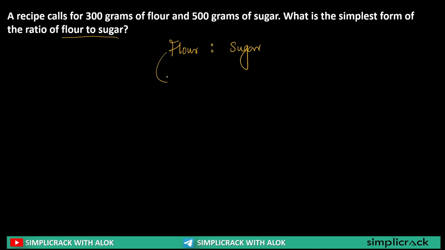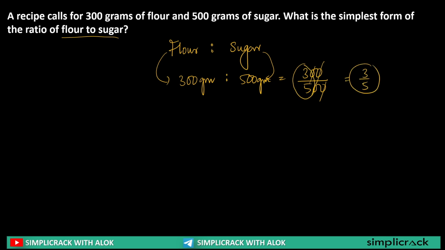So how much flour is there? 300 grams. How much sugar is there? 500 grams. So now I can write it as 300 divided by 500. The 0, 0 will cross out. So the simplest form now is 3 by 5, because after 3 by 5, we can't make it shorter.